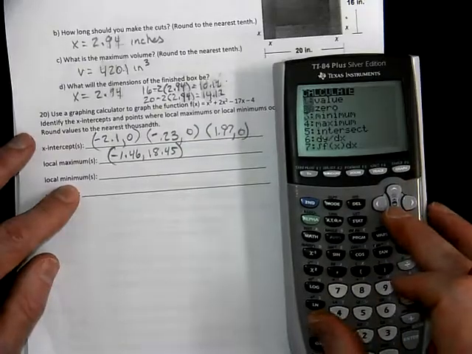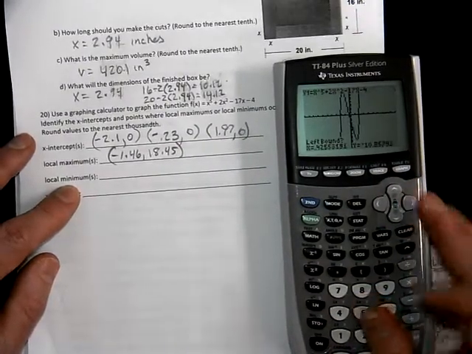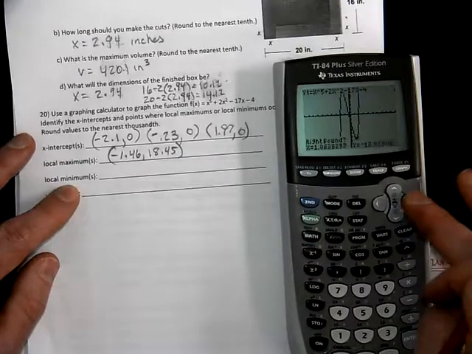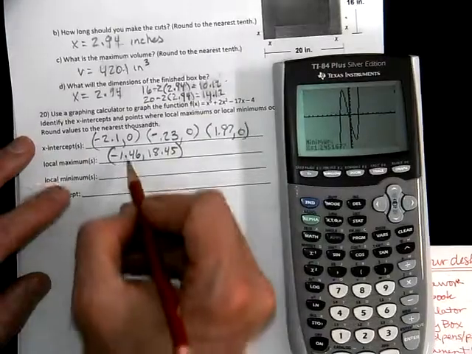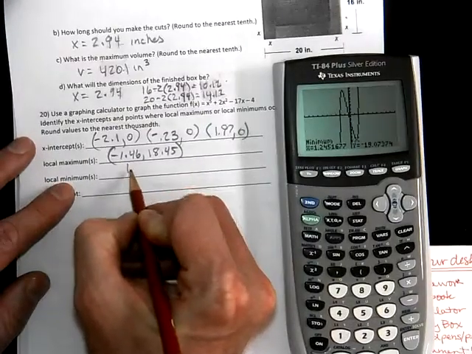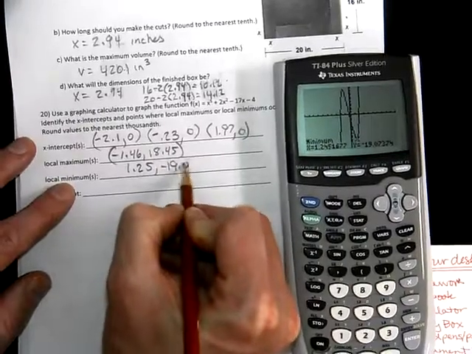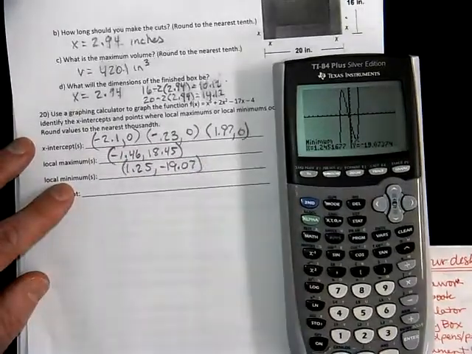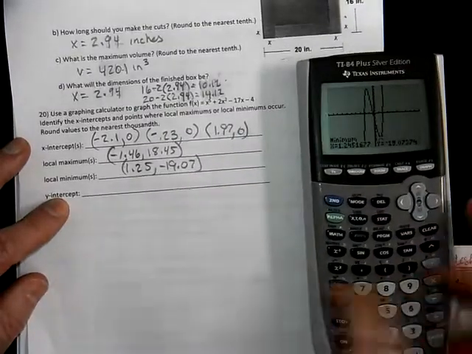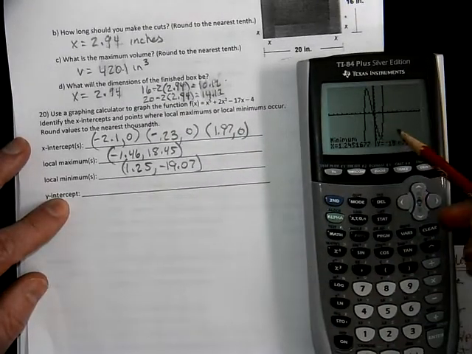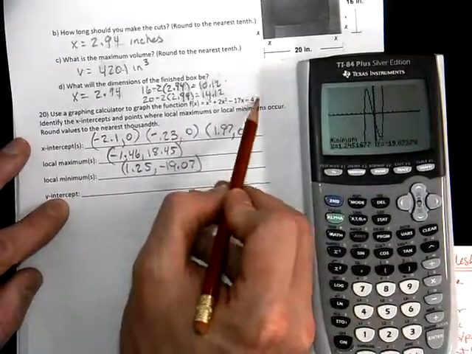Then we have a local min. So second calc, go to min, get to the left of it, enter. Get to the right of it, enter, enter again, and that gives us 1.25, negative 19.07. And our y-intercept, well, we don't have an operation in our calculator to find that, but it is right here.